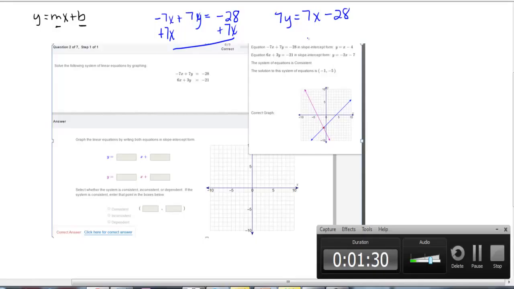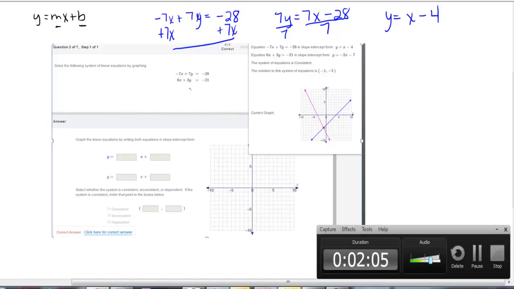Then, this has to be y equals something. I can't have 7y equals something, so I divide both sides by 7, and everything on both sides has to be divided by 7. So 7y divided by 7 is just y, 7x divided by 7 is just x, and negative 28 divided by 7 is negative 4. That would be my first equation, y equals x minus 4, in slope-intercept form.